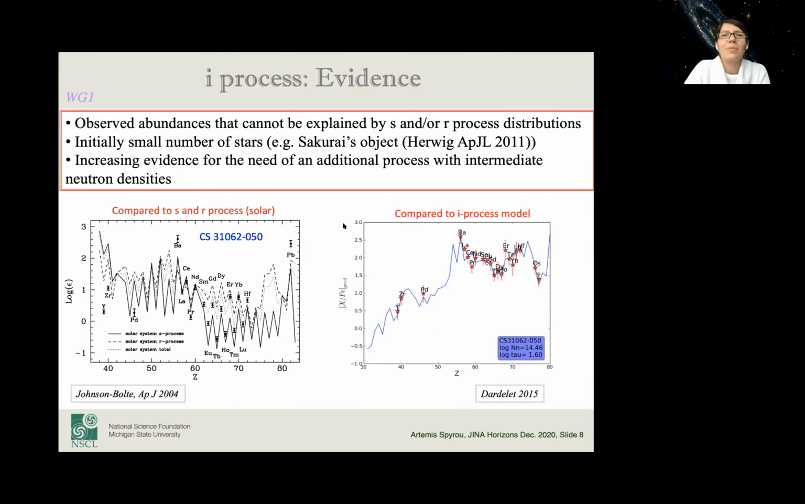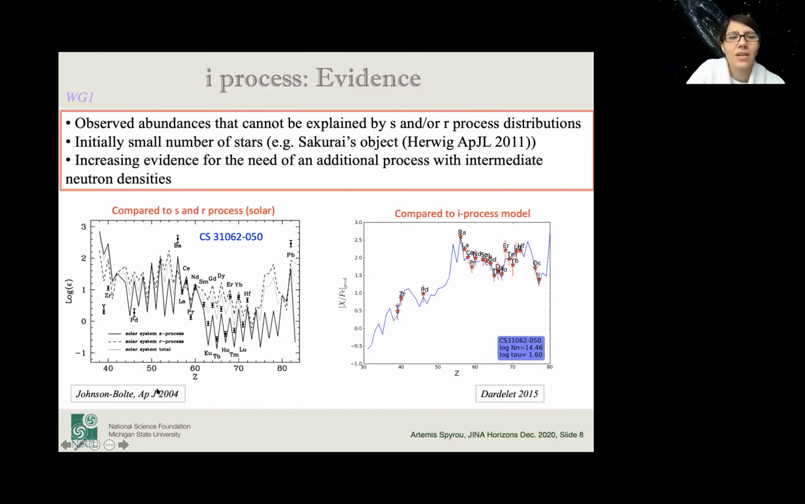But it happened maybe, I don't know, 20 years ago, we started to have a few stars. And I think the first one was Sakurai's object. So we started with a few stars that had these weird abundances that could not be explained by s or r or a combination of the two processes. And as an example here, I have the star CS31062-050. It's from two different papers.